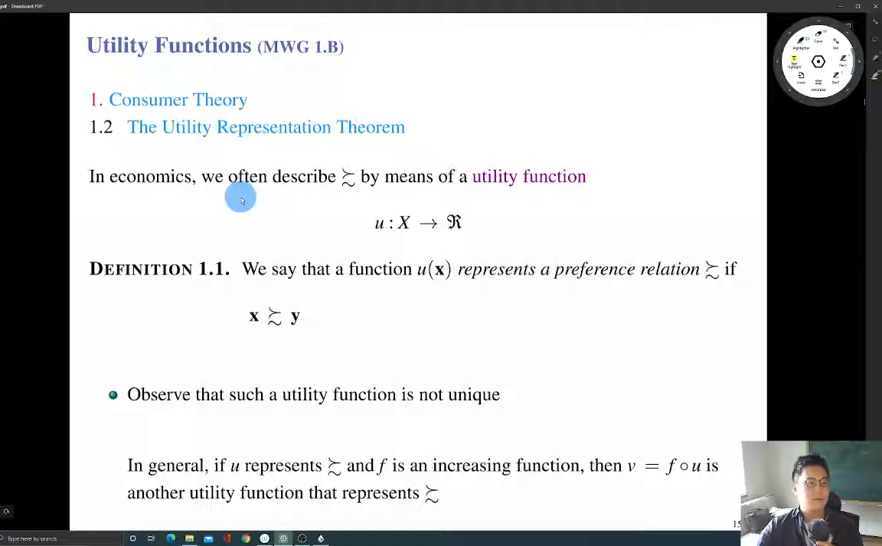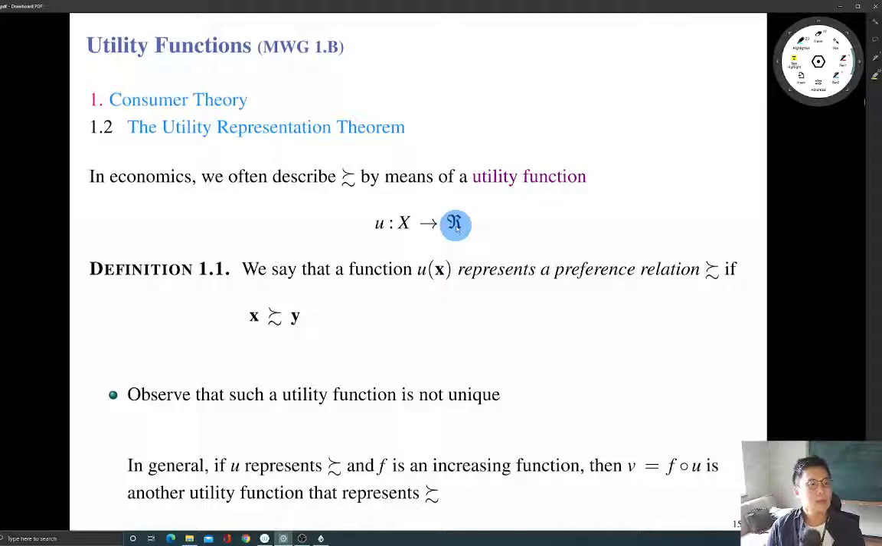So for motivation, in economics we often describe the preference relation by means of a utility function. This function is a mapping from the consumption set X to real numbers. So the function is a real valued function. And there are two benefits from working with this utility function. The first benefit is this is a function, so we can apply several analytical tools such as calculus, derivative, or integral to these functions. So that facilitates our analysis on consumers' behavior.